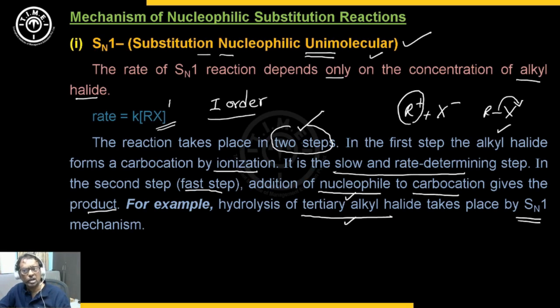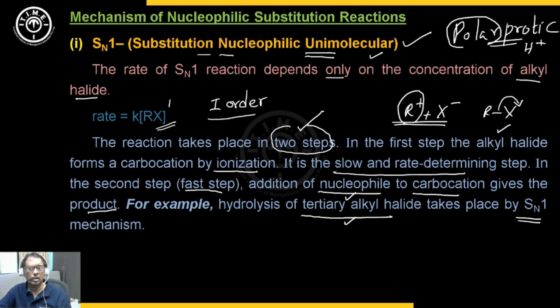Next thing is, you have to stabilize the ions. What will stabilize the ions? A solvent which is polar and which is protic, such as water, alcohol. They have the H plus, that is protic. Protic means what? H plus, proton. So, a polar protic solvent is going to make the SN1 reaction happen easily. A solvent needs to be polar protic to stabilize the ions that are formed in the first step, R plus and X minus.